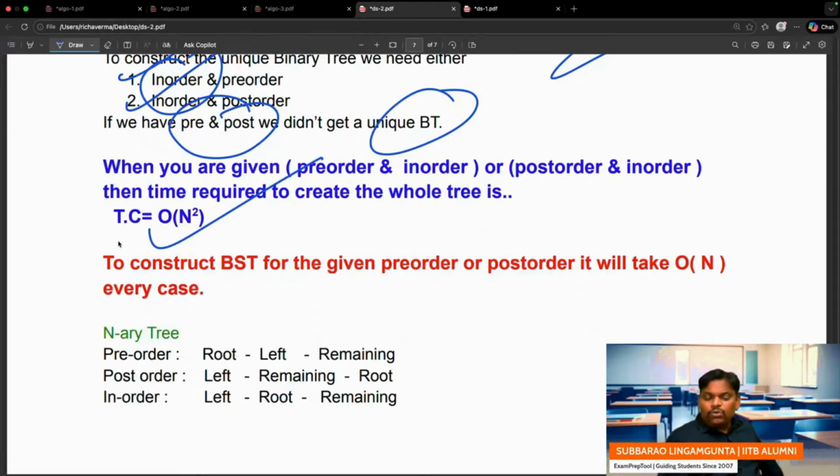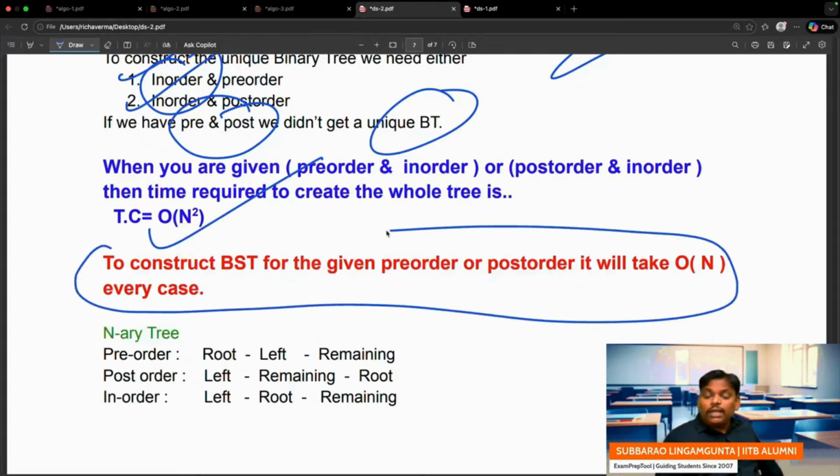Next one. To construct a BST for the given pre-order or post-order. Only pre is given but it is a BST, or only post is given but it is a BST. I think it will take one scan, order of n. Using a stack, you can do it. We did it in the classroom. It is also very, very important.